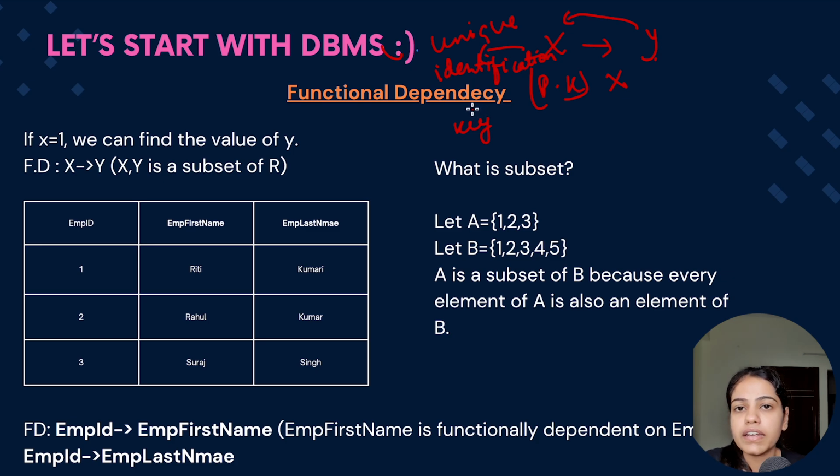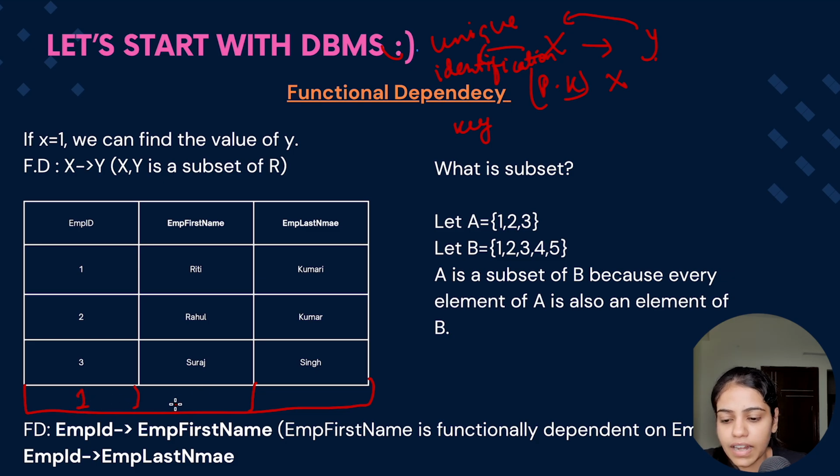Now, how do we find out whether an attribute is acting as a determinant or not? As I told you, it is not always true that it will be a primary key. So there could be a possibility that there is some duplicacy in this employee ID column.